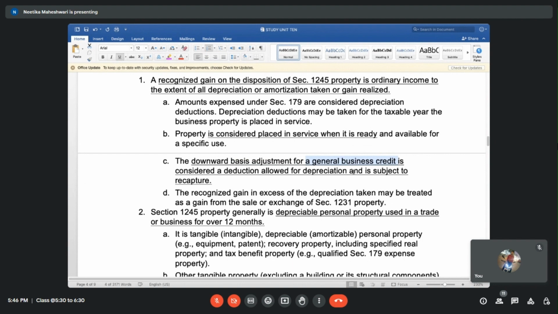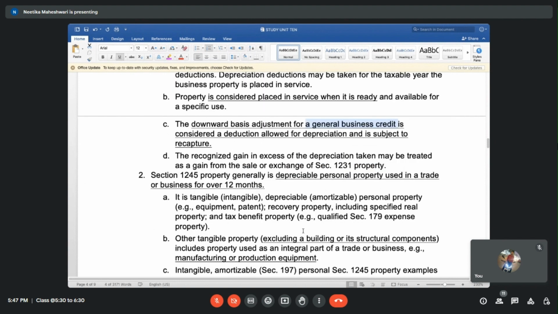We have to consider that some kind of benefit has been taken on that expense in the past. So now when we are selling that asset, we need to see if it is prone to recapture rules.